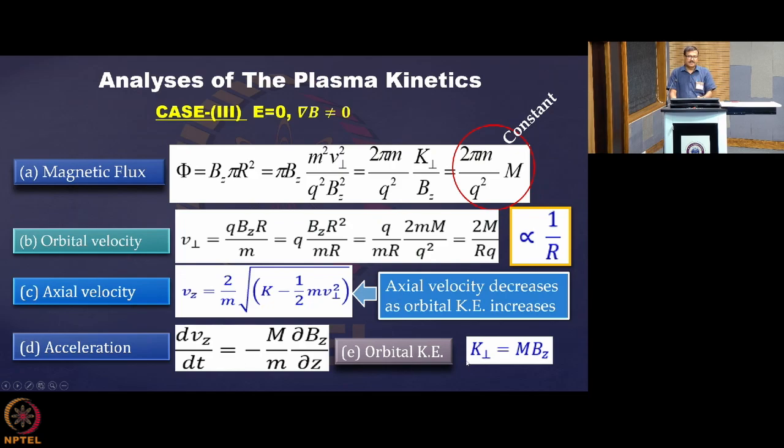And we see that k perpendicular is proportional to Bz, because mu is constant. So the orbital motion is more when Bz is more. We stop here in this class, and we will come back in the next class and deal more with this. Okay, thank you.